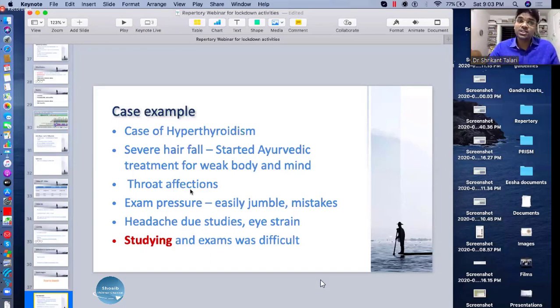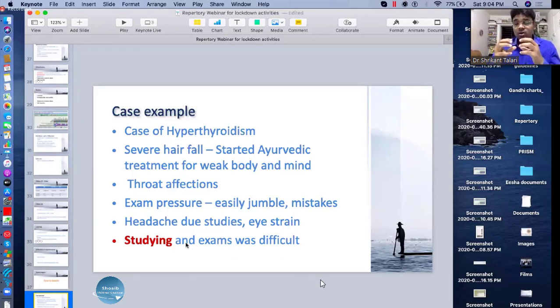So her complaints were she had throat affections, and her main thing, how it started 2 years back, was she had a lot of stress in the exam. And she said, one is I find a lot of difficulty to study, to read and to remember what I have studied. Now, studying was a big difficulty for her. And in spite of studying so much, and after a lot of work, I used to memorize things.